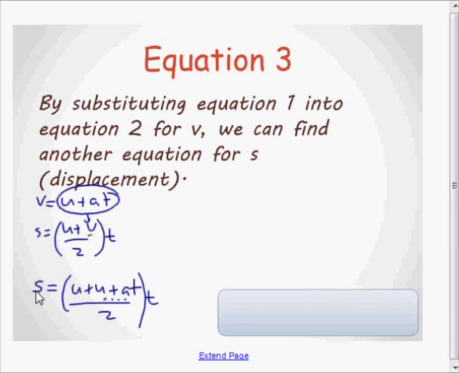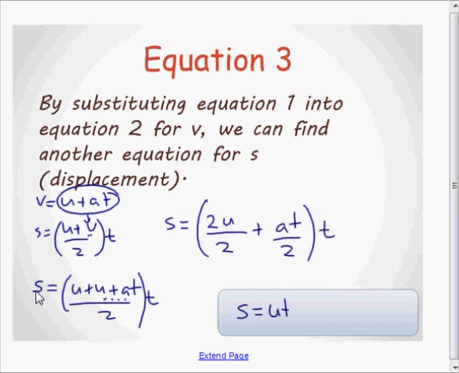So simplifying this, we can have s equals 2u over 2 plus at over 2 multiplied by t. And then I can simplify that again. If I multiply the t out, I get ut, the 2's cancel, plus half at squared. That's equation number 3.